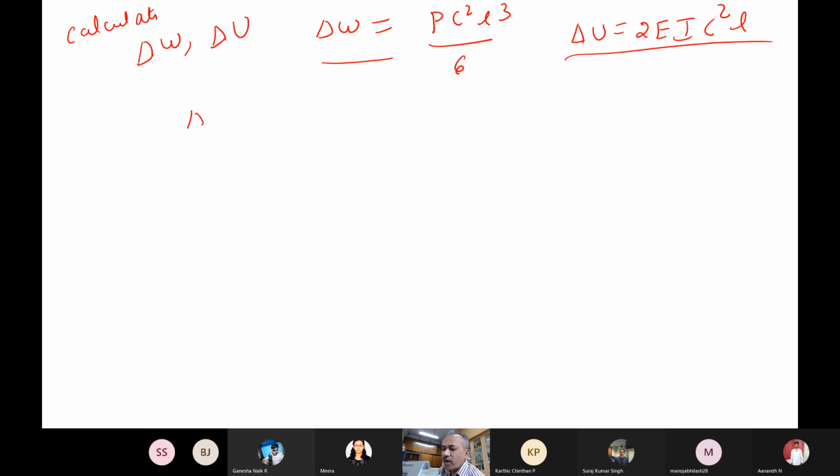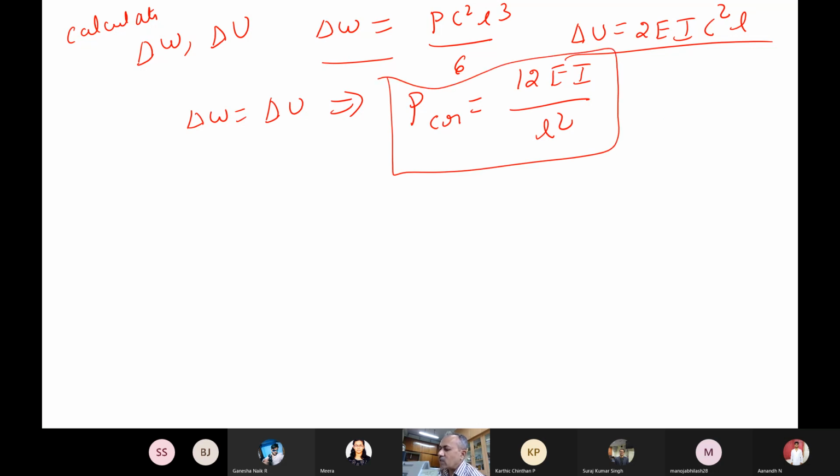Now you have to equate delta W equal to delta U. Finally, the critical buckling load P critical turns out to be 12 EI by L square. This is what you get. But the actual load for simply supported is pi square EI by L square. Pi square turns out to be 9.87 EI by L square.